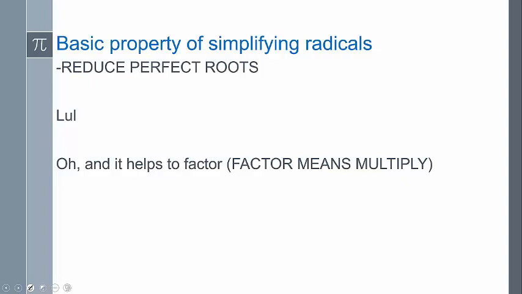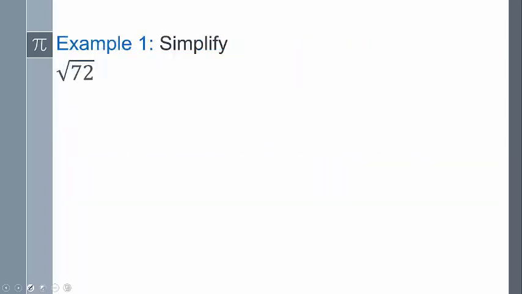And by doing that, we want to try and factor it. Now just remember, factoring means we are breaking it into multiplication. So we're going to break it or factor it into perfect roots, and things will simplify. So here we go, the big square root of 72. So I have to think to myself, what is a perfect root that goes into 72? So, 9 times 8. That is 72.